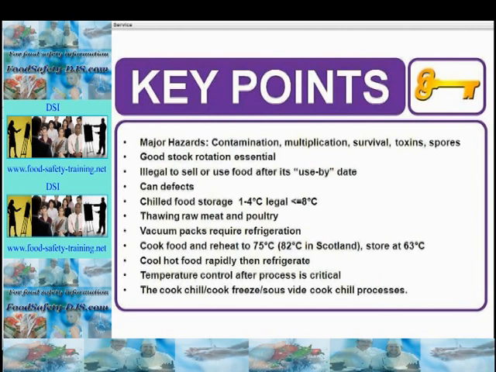And here are the key points for Lecture 8. Major hazards include contamination, multiplication, survival, toxins and spores. Good stock rotation is essential. First in, first out. It's illegal to sell or use food after its use by date. We looked at canned defects. Chilled food storage at between 1 and 4 degrees Celsius. The legal requirement is at or less than 8 degrees Celsius.